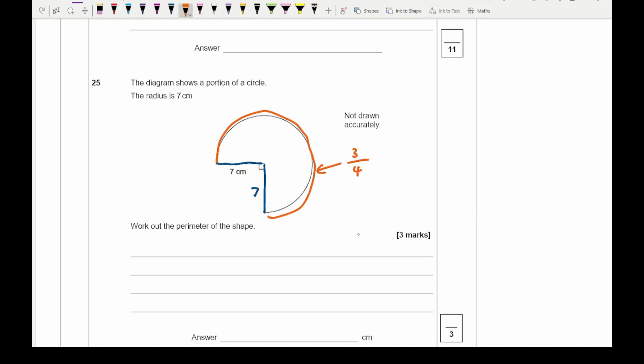Now remember that the formula to work out the circumference of a circle is pi times d, or 2 pi r. So again, whichever formula you want to use, I'm going to go for pi times d. So we've got pi times, well, the radius is 7, so the diameter is going to be 14. And if I type that all into my calculator, I get an answer of 21/2 pi, which is equal to, and again, we'll just type that into my calculator to get a decimal answer.